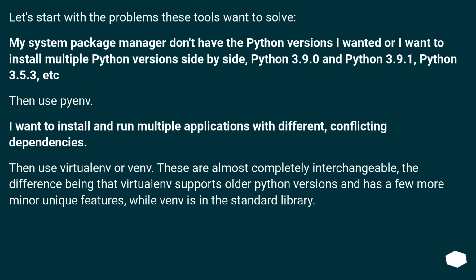Let's start with the problems these tools want to solve. My system package manager doesn't have the Python versions I wanted, or I want to install multiple Python versions side by side, Python 3.9.0 and Python 3.9.1, Python 3.5.3, etc. Then use pyenv. I want to install and run multiple applications with different, conflicting dependencies. Then use virtualenv or venv. These are almost completely interchangeable, the difference being that virtualenv supports older Python versions and has a few more minor unique features, while venv is in the standard library.